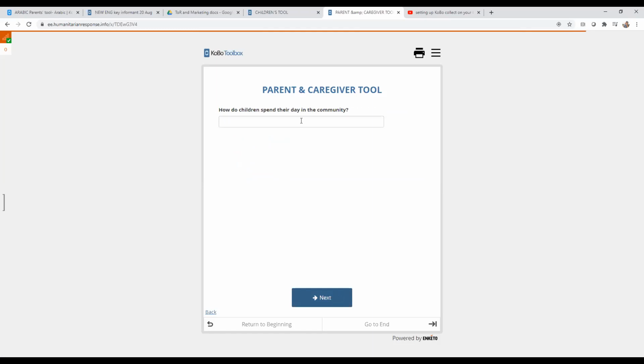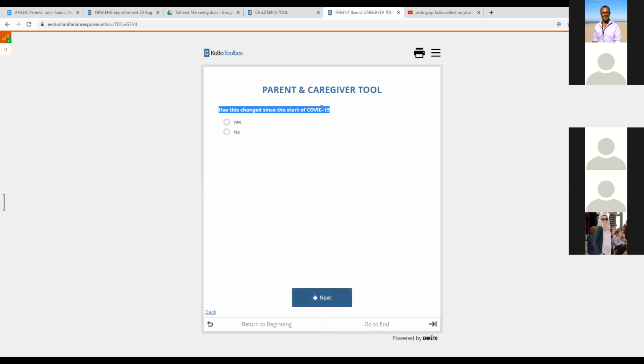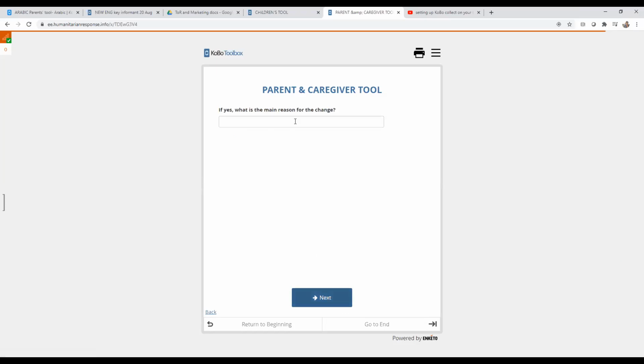And then this question is about how children spend their day in the community. They play, I don't know, could be anything. They play or work. And again, we want to know, has this changed? Well, before COVID, they were going to school. So yes, it's changed. If yes, what is the main reason for the change? No school.